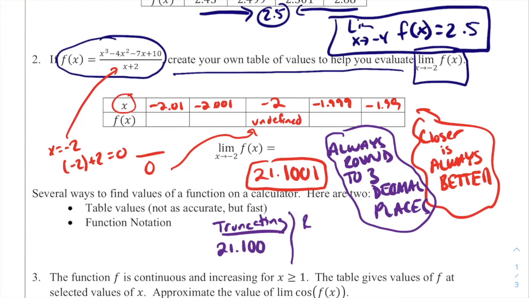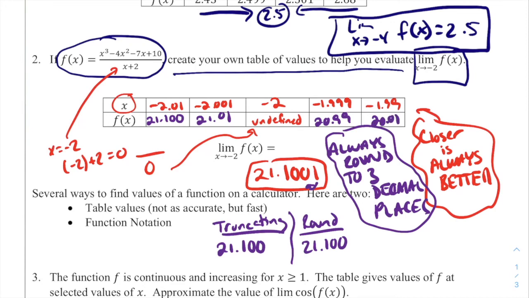Or we can round, which in this case would actually give us the same thing. 21.100 would give us the same value, because since that's a 1, that's not going to move that next number up as well. So those give us the same value, and so we're going to put that into our table like this. For -2.001, we had 21.01. And over here, we had 20.99 and 20.01.